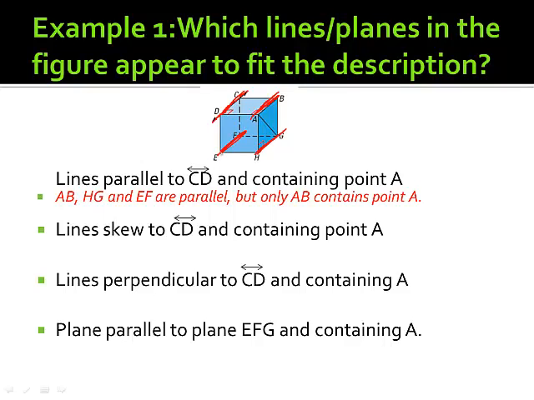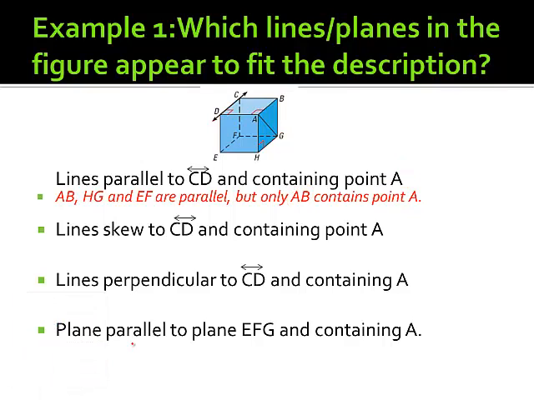The ones that are not, AB contains point A. The ones that are not, remember we have to actually contain point A. So these ones all are parallel to, but only AB actually contains the point A. So all these lines here are parallel to each other, actually. But only one is actually containing A.